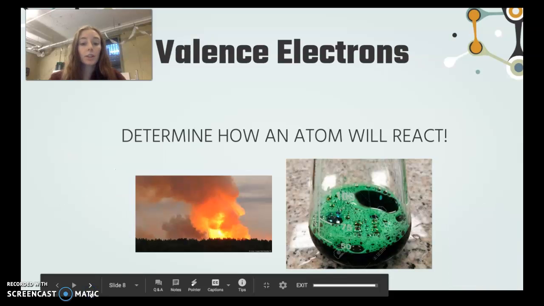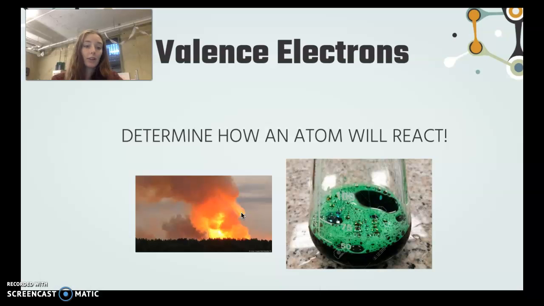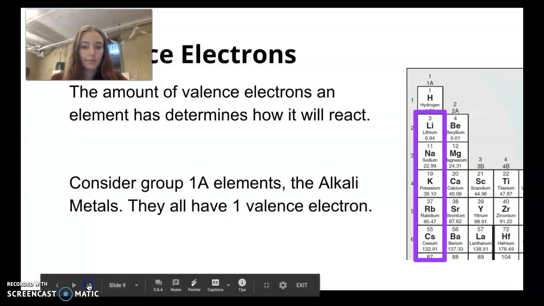Valence electrons will determine how an atom will react. So when we join two compounds together, or just two elements together, maybe it will just bubble like we see here, or maybe it will be a big explosion depending on how the valence electrons interact with each other.